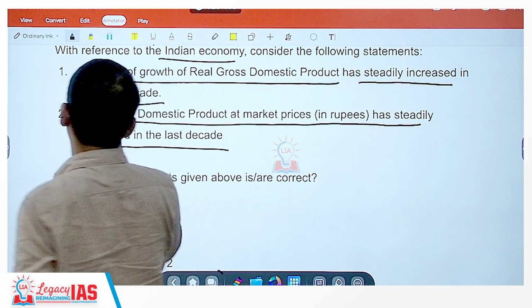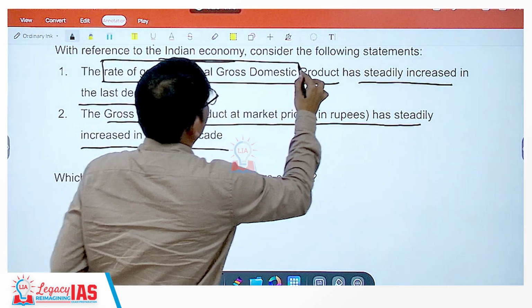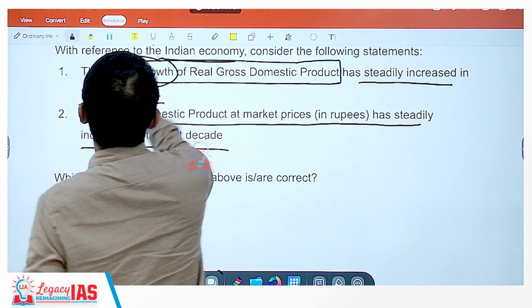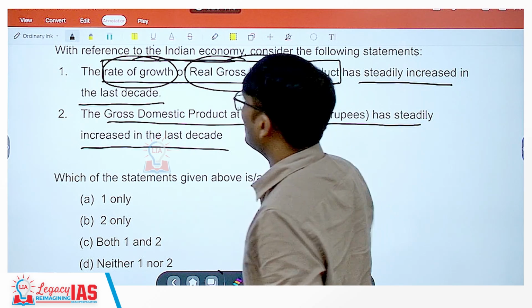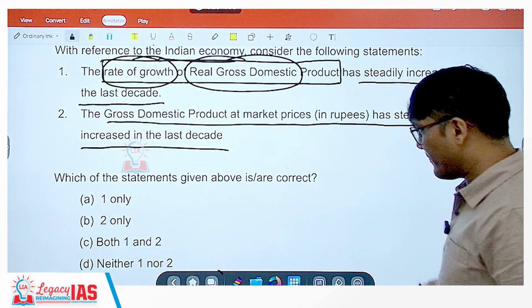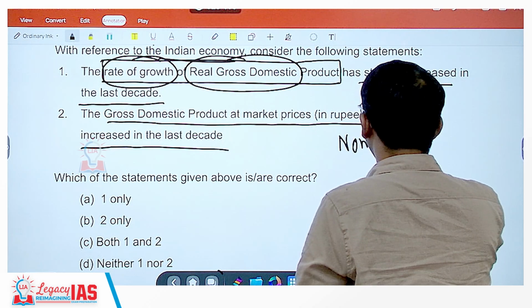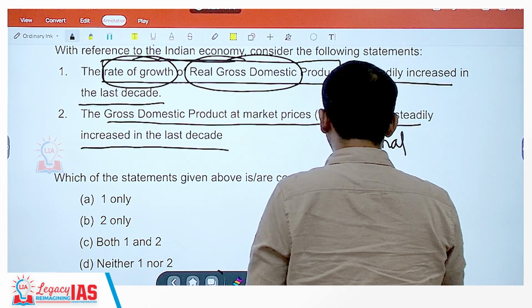For example, statement 1, the rate of growth of real GDP has steadily increased. The rate of growth, first is the rate of growth, and that too of what? The real GDP. So what do you mean by real GDP? See, GDP can be nominal, another concept we will be doing now, and GDP can be real.